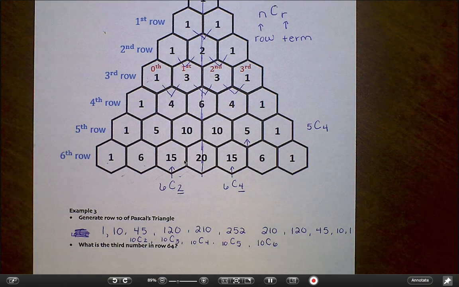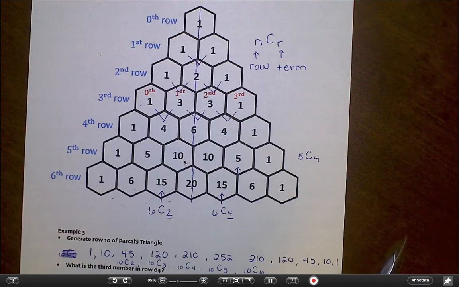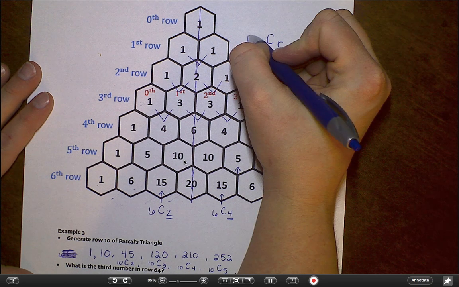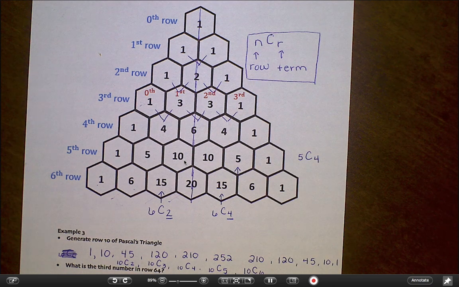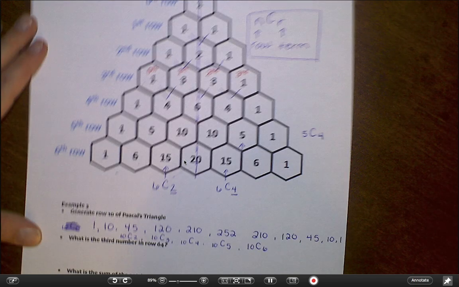So you should be able to generate any row I ask you for just using combinations, okay? This is kind of an important thing to know. I would make sure you have this written down someplace. Okay, that's how you generate a row of Pascal's triangle.